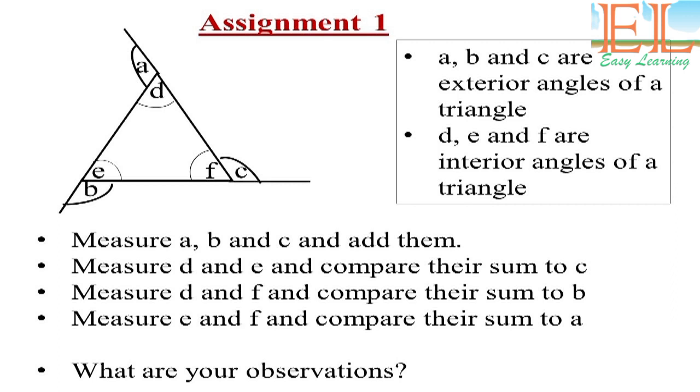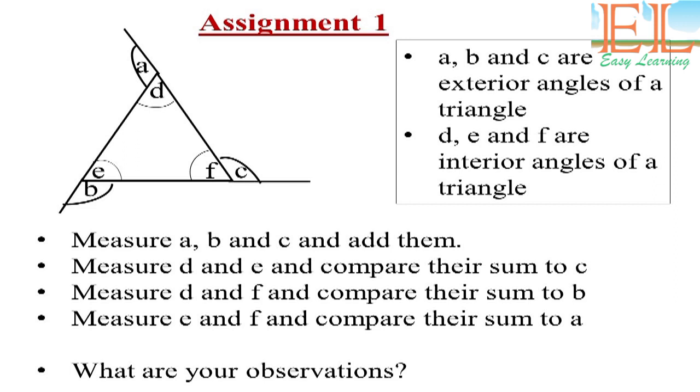So we have a triangle here. You have angles A, B, C, which we can see outside the triangle, so we call them exterior angles of a triangle. And then we have angles D, E, F inside the triangle, which we call interior angles of a triangle.